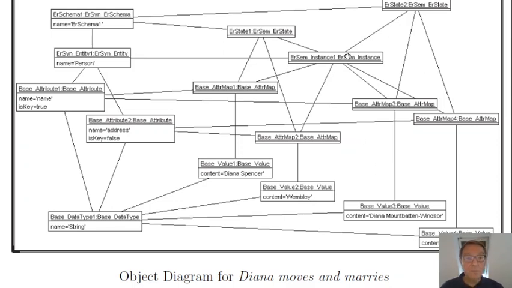So the object is still present, the instance is still present in both states, but all attributes have changed. The name has changed and the address has changed. The name is different and the address is different. So in this sense, this object diagram represents what is described in the sentence: Diana moves and marries, changes her address and changes her name.